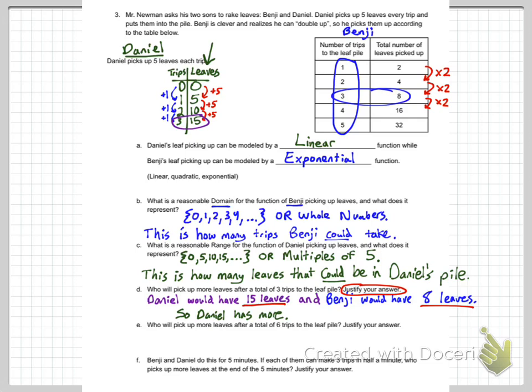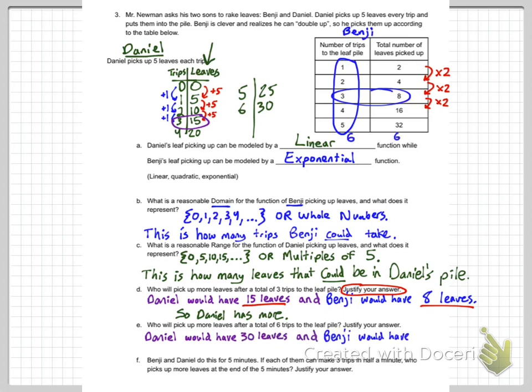Who will pick up more leaves after a total of 6 trips? Well, Daniel, let's make a little more of the table here. After 6 trips, it looks like Daniel will have made 30 leaves. You could also figure that out. 6 times 5 is 30. So he's got 30 leaves.